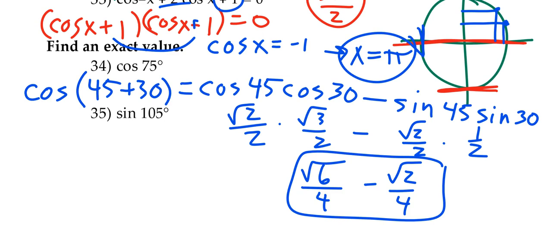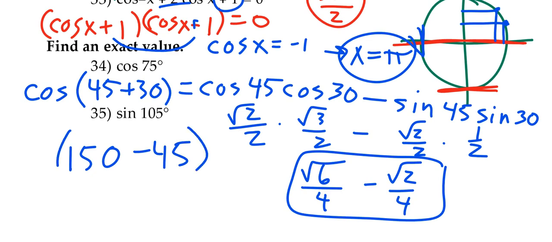We do 150 minus 45? Yeah, that would work. All right. What'd you say? 135 minus 30. 135 minus 30. Hey, that would work too. Nice job.